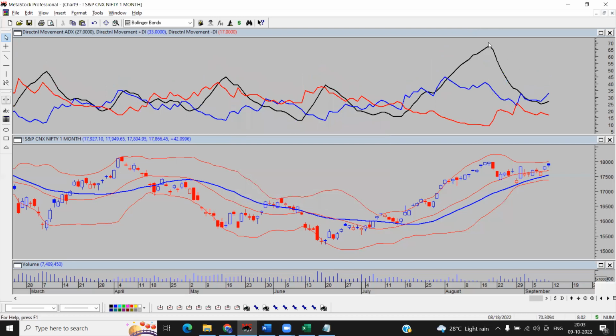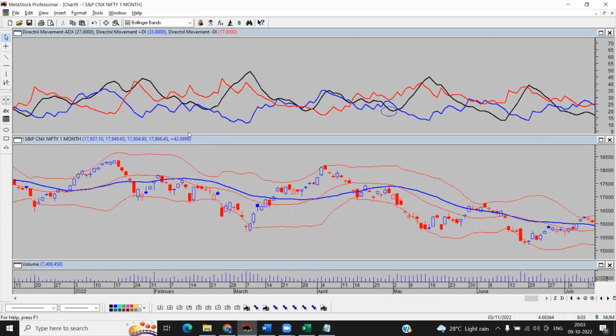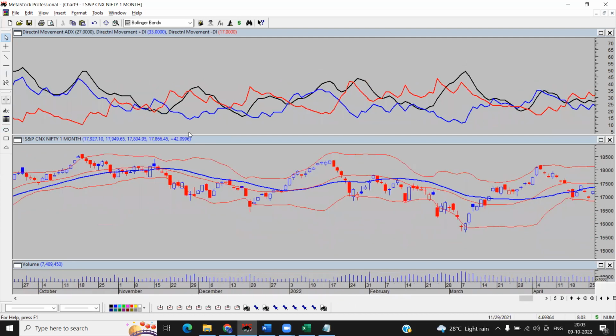Just watch here, ADX has come down and at around the 25 level, it is making a U-turn. This is a U-turn here in ADX. Whenever a U-turn takes place in ADX, the movement is generally fast. If you see a U-turn, the movement on the downside is generally fast. Here, it was quite fast. You can check at other places as well.